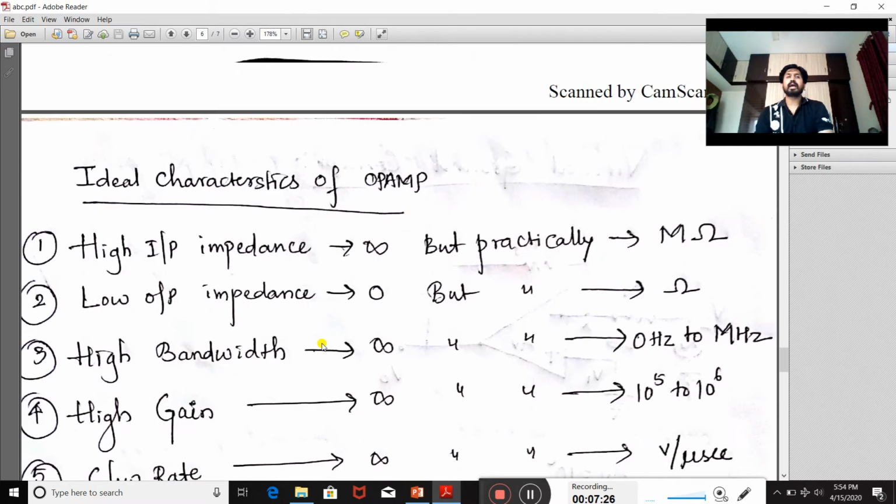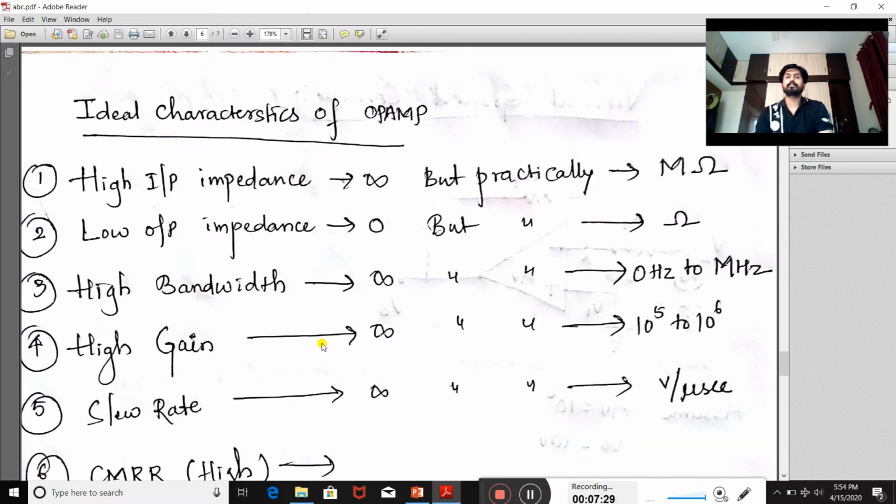Now the next topic is ideal characteristics of operational amplifier. Every device has its own characteristics, and in the similar way the operational amplifier also has its own characteristics. The characteristics which we expect ideally are called the ideal characteristics of the operational amplifier. Here the input impedance of the OPAMP should be very high. That means we expect it ideally to be infinite, but practically that is not possible. Practically we may get it in terms of mega ohm. Mega is nothing but a very high value.